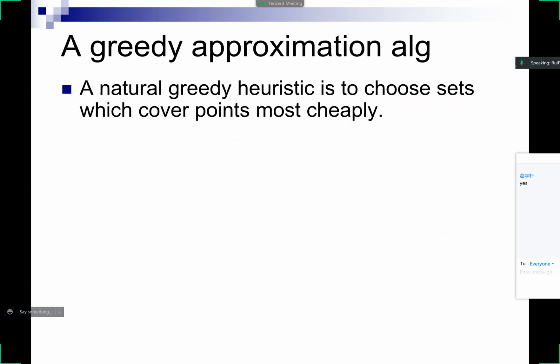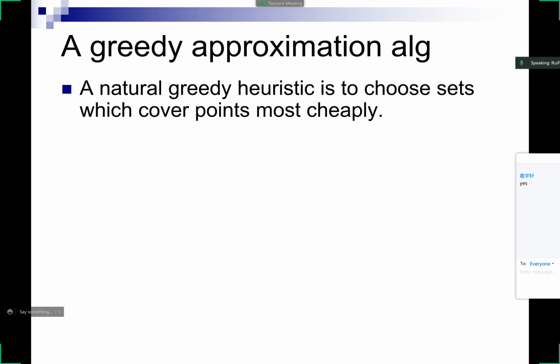Now, our approximation algorithm is going to be a greedy algorithm. A very natural idea to use is that we want to pick sets which can cover the points in the cheapest way. What I mean by that is, suppose you have a set which has a large cost. Then maybe a priori you don't want to use that set.